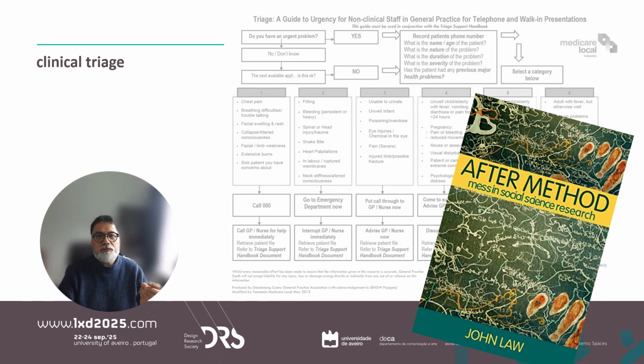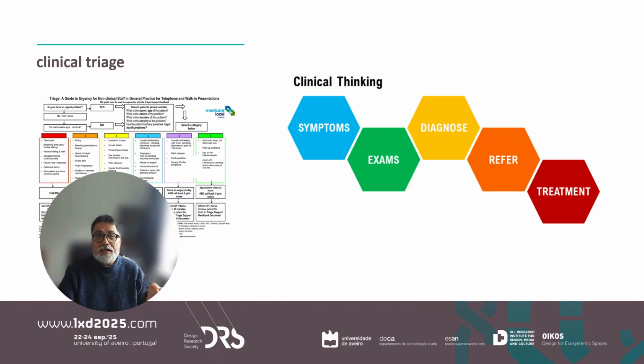What happens if we bring what we could call clinical thinking to the level of five steps, the way design thinking has been popularized, this version of design thinking from Stanford? It would look something like this. You first start with symptoms, then move on to examinations, a diagnosis, a referral, and end up with a treatment.